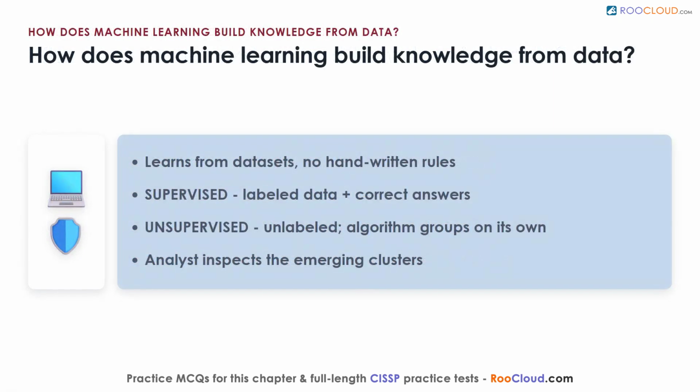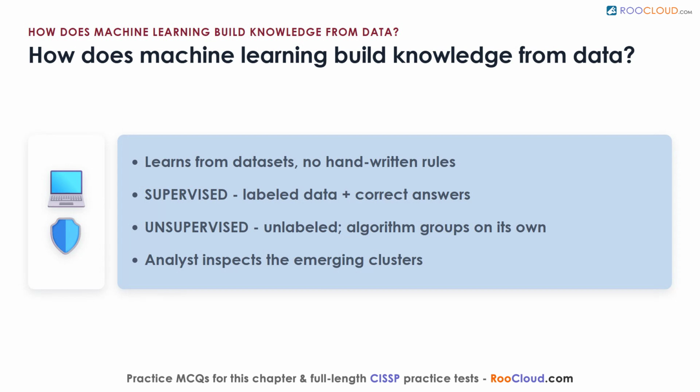How does machine learning build knowledge from data? Machine learning develops knowledge directly from datasets without a human spelling out every rule, letting the computer analyze data and refine its own models of activity. It falls into two broad categories. Supervised learning trains on labeled data, where the analyst supplies both the examples and the correct answers, so a model of malicious logins learns from login records already marked as good or bad.